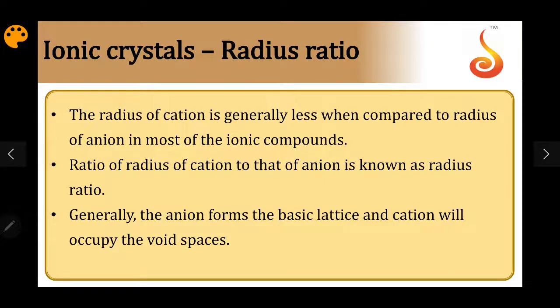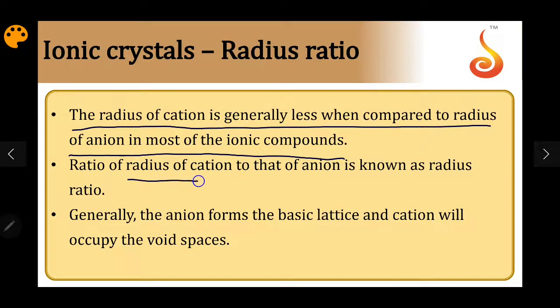Radius ratio in ionic crystal. In an ionic crystal we have cations and anions arranged in a 3-dimensional pattern and held together through strong electrostatic force of attraction. Cations are formed by loss of electrons, and anions are formed by gain of electrons. Hence the cations are generally smaller compared to anions. So we define the radius ratio as the radius of cation to the radius of anion. The radius of the cation is generally less than that of the anion in most ionic compounds, and this ratio is known as the radius ratio.